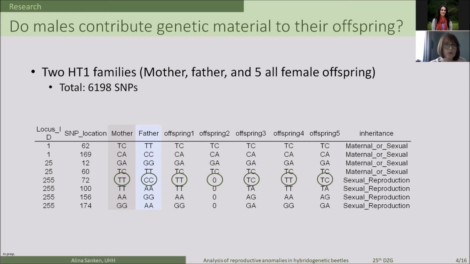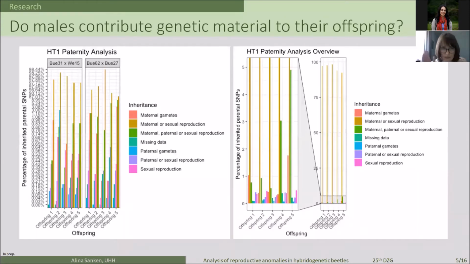I looked at two haplotype 1 families, which you can see here. I know it's a lot, but on the left side you can see the two families. The names don't matter right now. On the x-axis you can see the five offspring each, and on the y-axis the percentage of inherited parental SNPs. What immediately draws the eye is that most of the SNPs, up to 98%, were inherited either solely from the mother or through sexual reproduction.